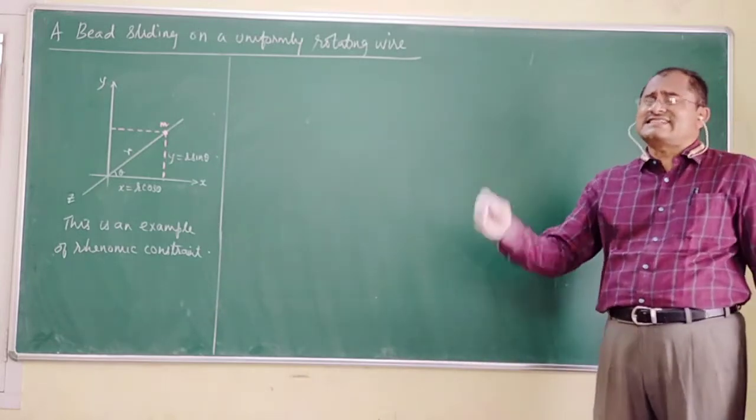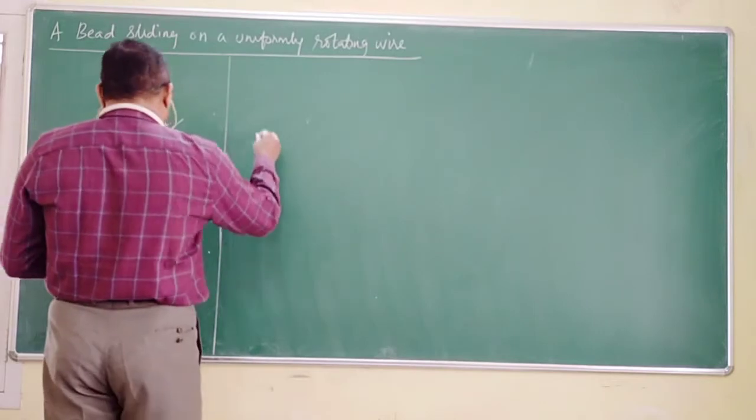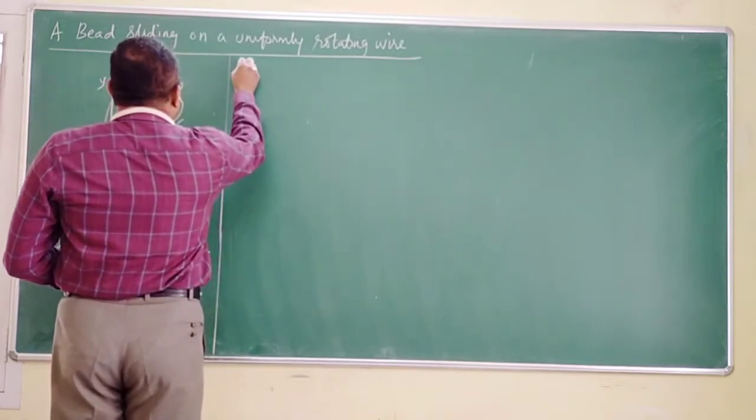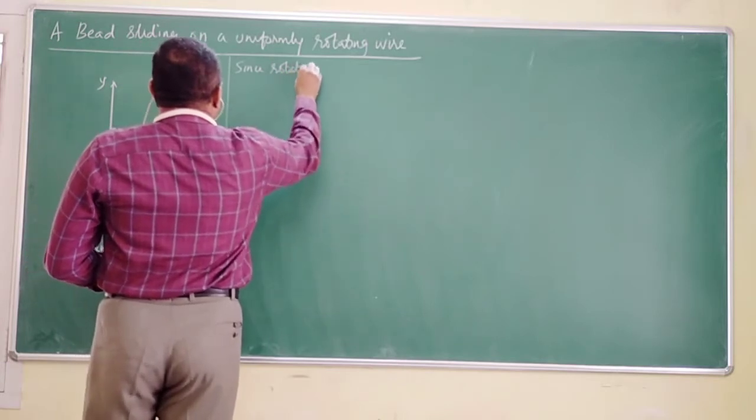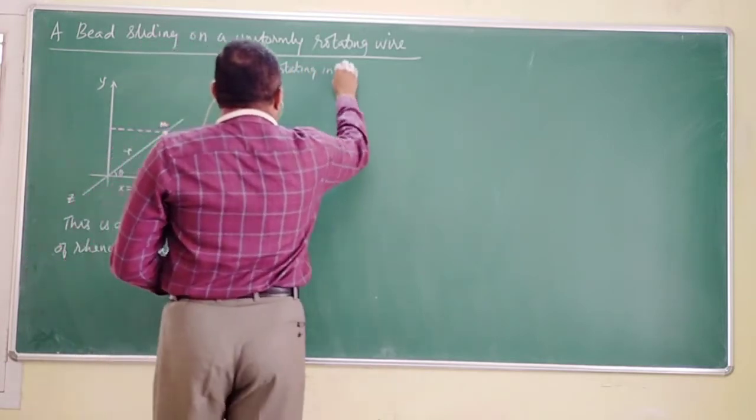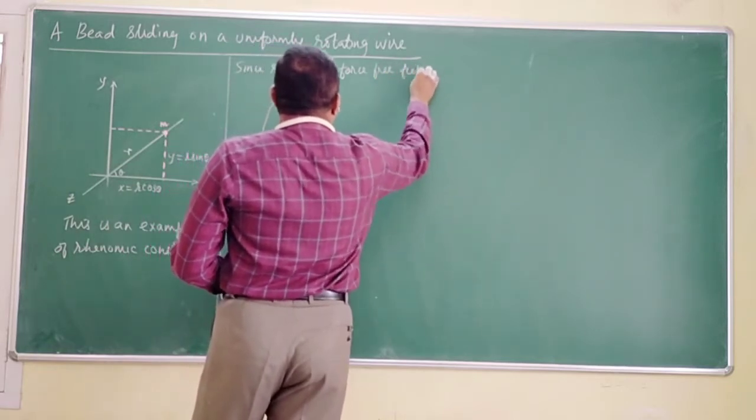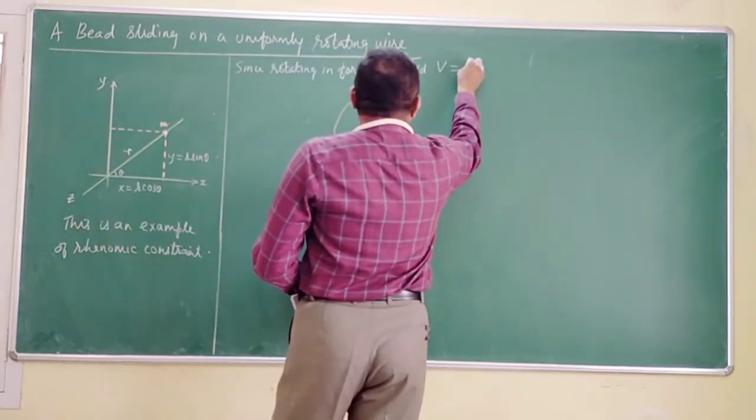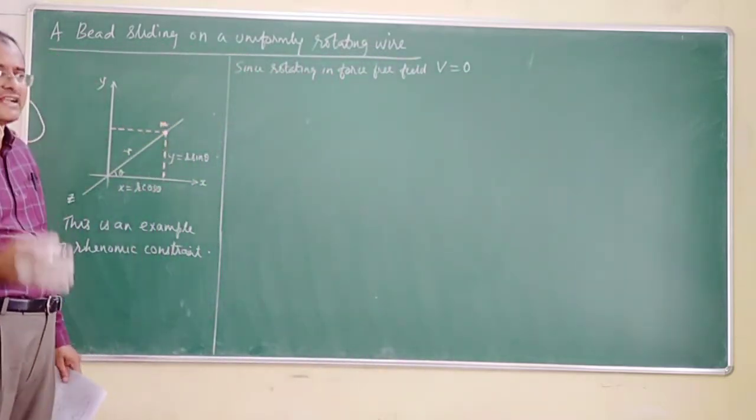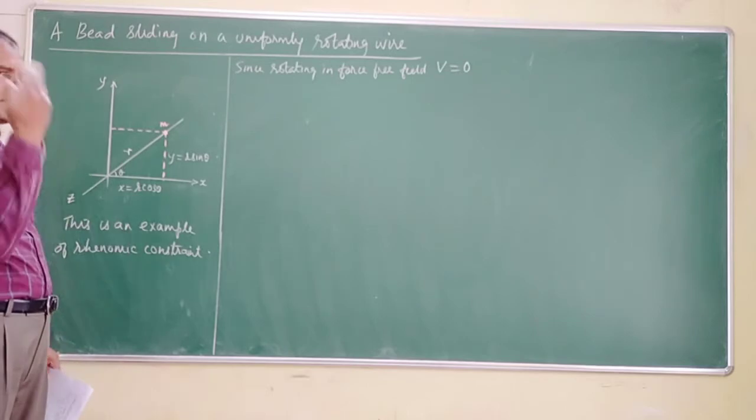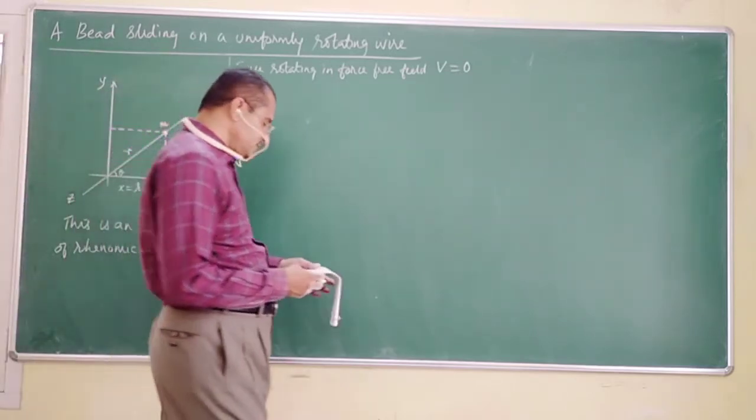When I have already said it is rotating in a force-free field, since it is rotating or sliding in a force-free field, we can say potential energy is zero. You are not going to do any work because you have said gravitational force is absent. There is no work done. Potential energy is zero here.